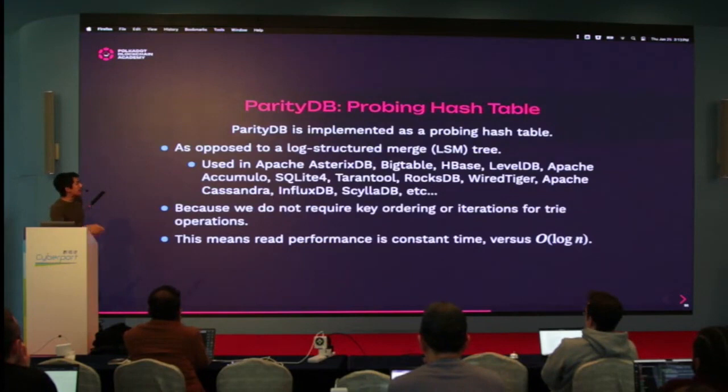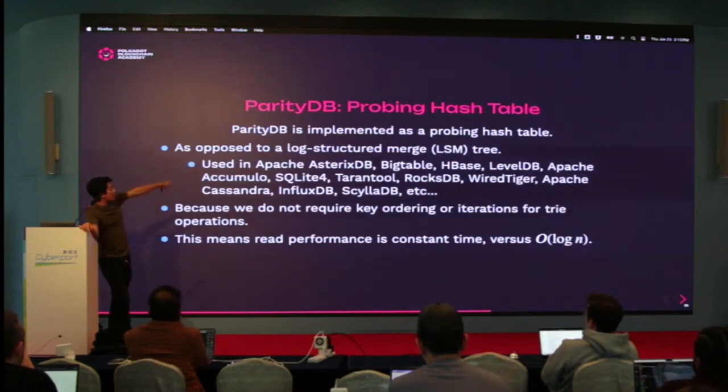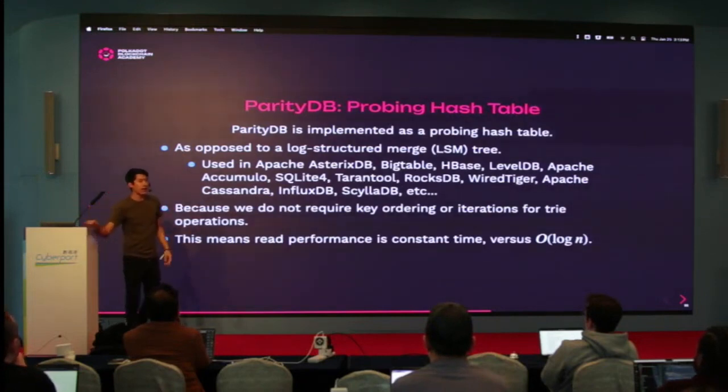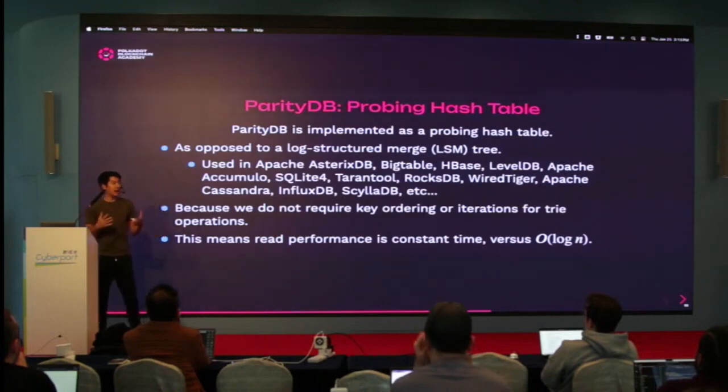ParityDB uses a probing hash table, as opposed to a log structured merge or LSM tree, which is, I think, the most common design for a lot of the databases you've seen here, like SQLite, RocksDB, LevelDB, Apache, etc. Because we do not require key ordering or iteration for the tree operations, read performance can be constant time in a hash table versus O(log n) in an LSM. So we're optimizing for reads.